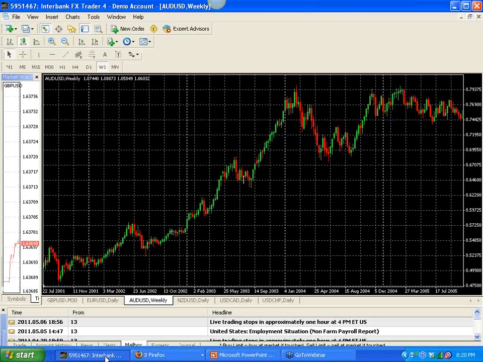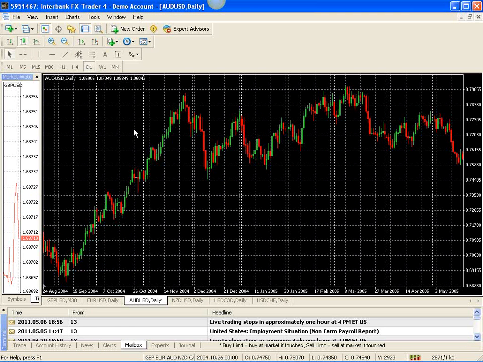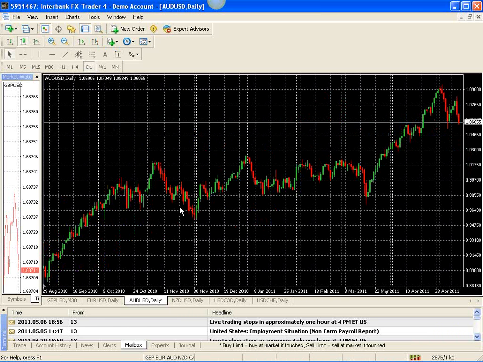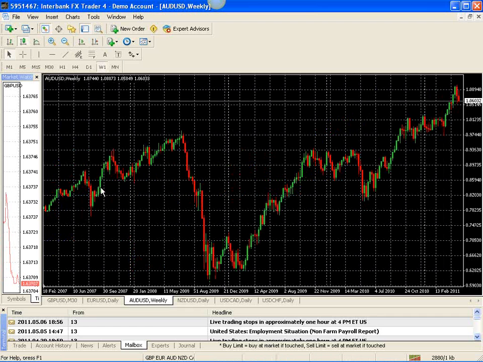We have a lot more data here because this is a weekly. Let's put it on a daily for the Australian dollar. So there's a little bit less than a year of data. So let's go to the weekly and move this over. So there you are.